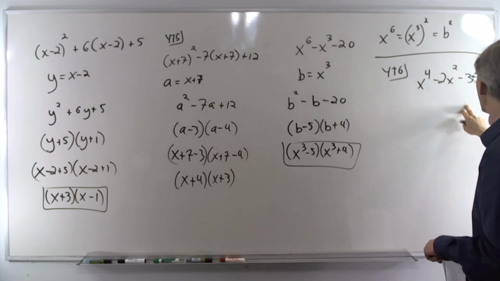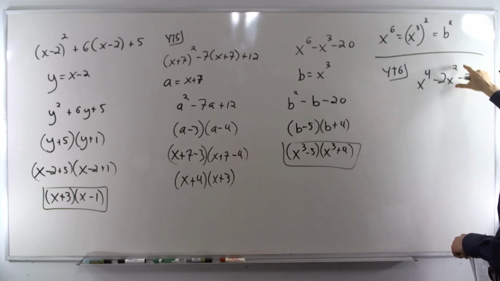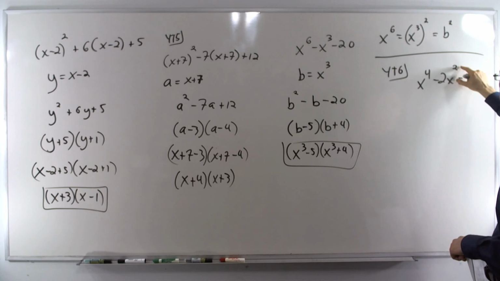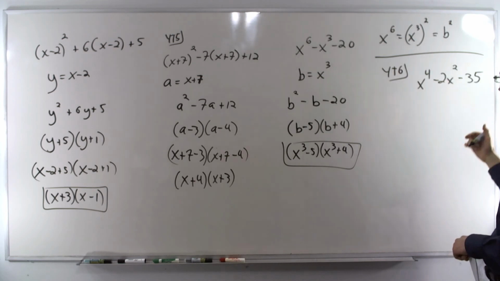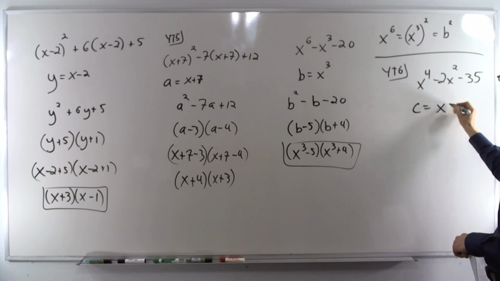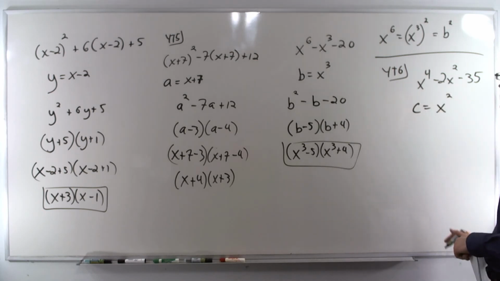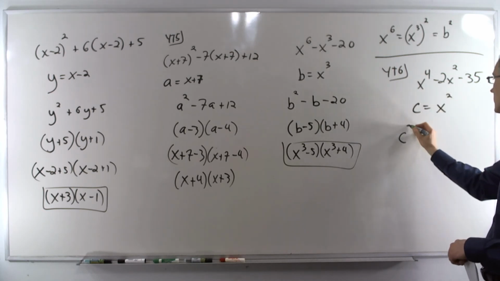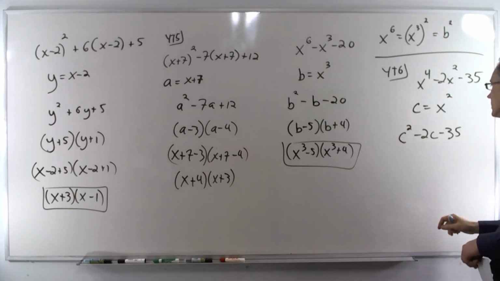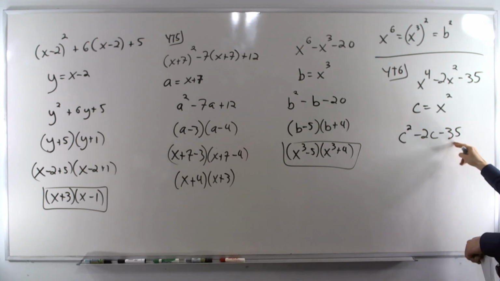All right, we are going to set our variable equal to x squared. So that's the variable part of the middle term. So I'm going to use a c this time. C equals x squared. And we substitute, and we get c squared minus 2c minus 35.